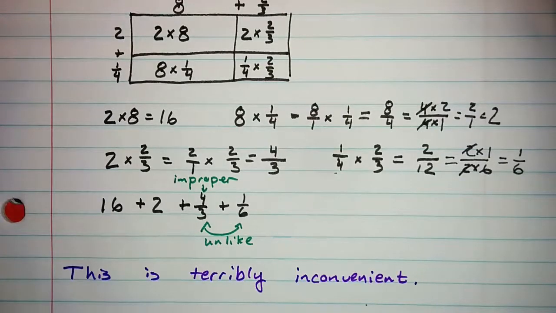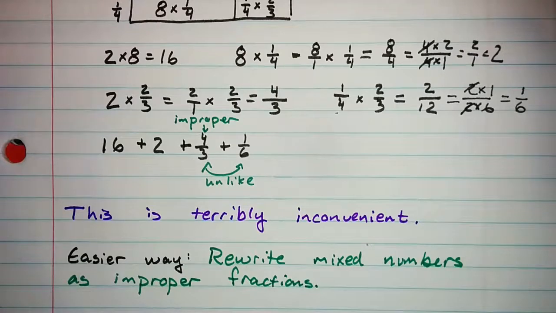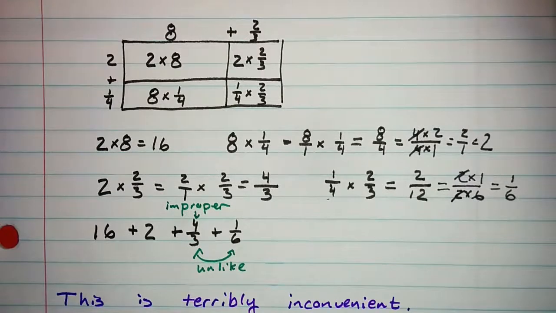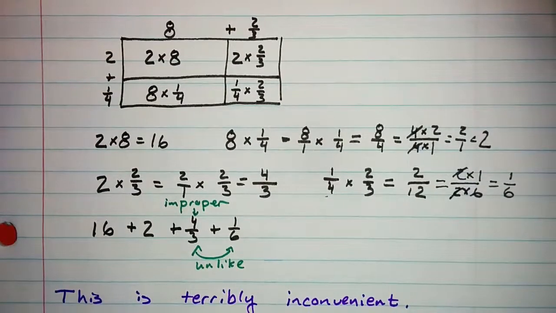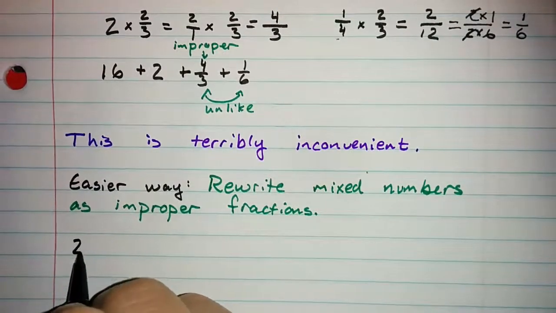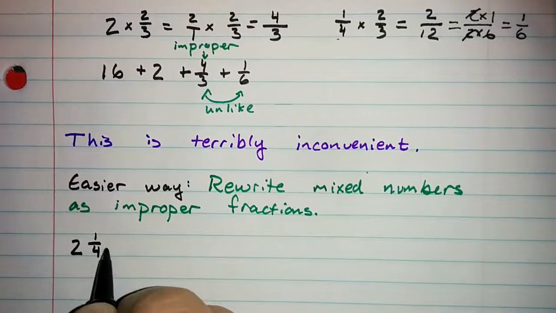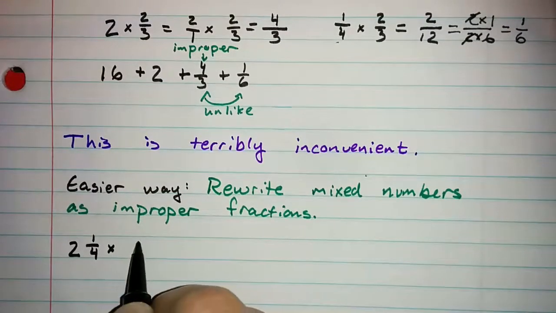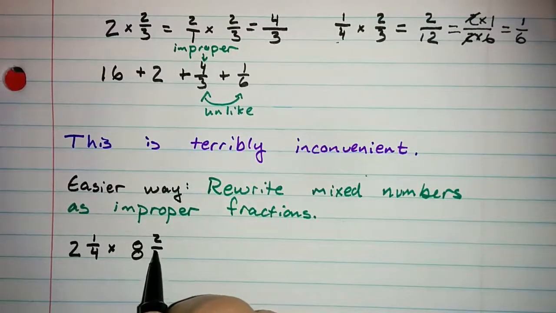There's a better way. The better way is to rewrite all of our mixed numbers as improper fractions. And that will consistently be the method that we use for multiplying mixed numbers. This method exists, but it's just too inconvenient. We're going to do this the easy way. So, we had 2 1/4 times 8 2/3.